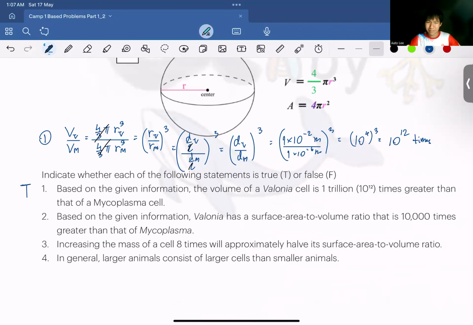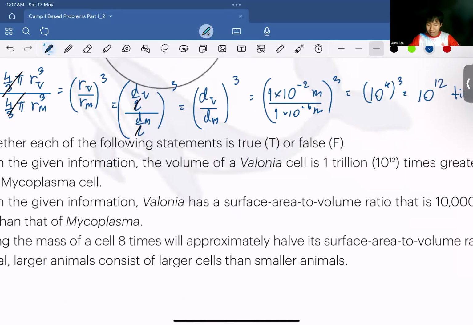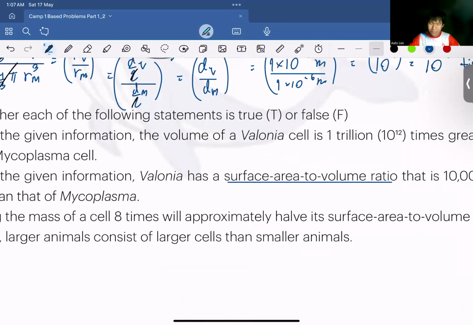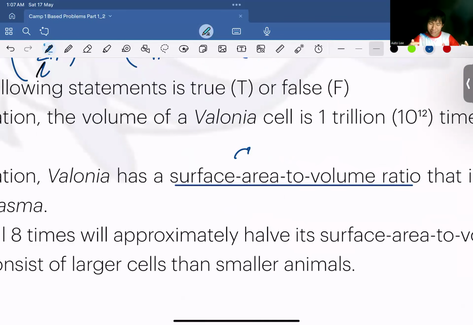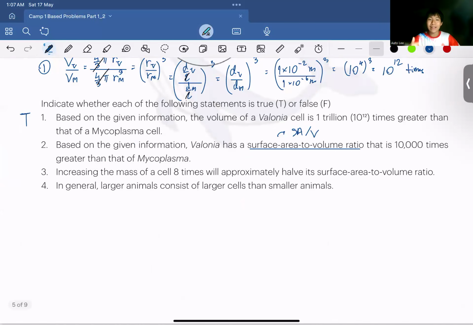Now let's move on to statement 2. It says that based on the information, Valonia has a surface area to volume ratio that is 10,000 times greater than Mycoplasma's. First of all, what is the surface area to volume ratio? Put simply, it's just surface area over volume. Remember that we're comparing this ratio of Valonia to Mycoplasma.